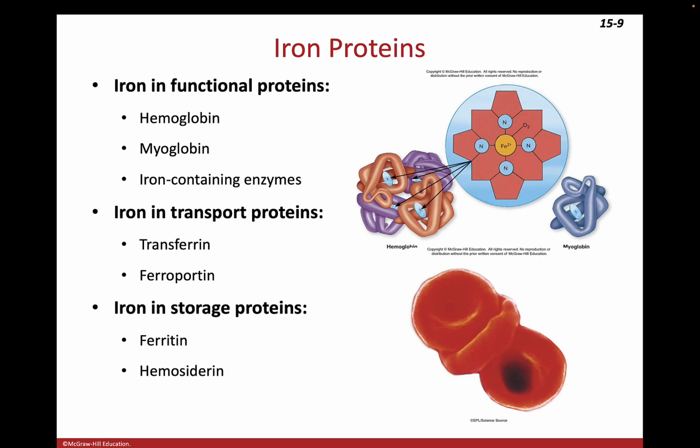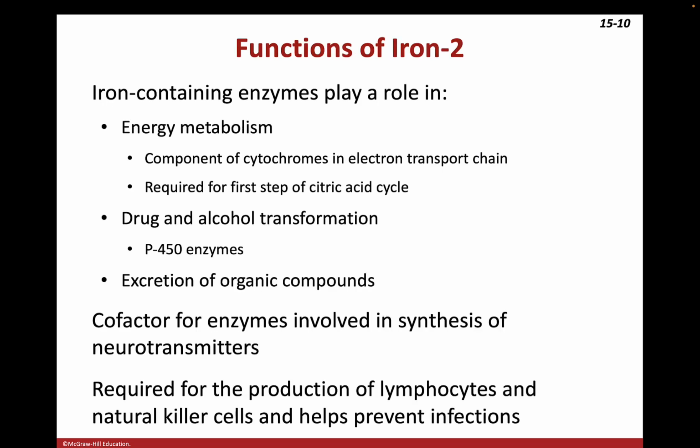Now, if we look at iron and functional proteins, so once again, examples would be hemoglobin, myoglobin, and iron-containing enzymes. If we look at iron and transport proteins, those will be transferrin and ferroportin, and iron in storage proteins will be ferritin and hemosiderin. So keep in mind these different types of iron proteins that are there.